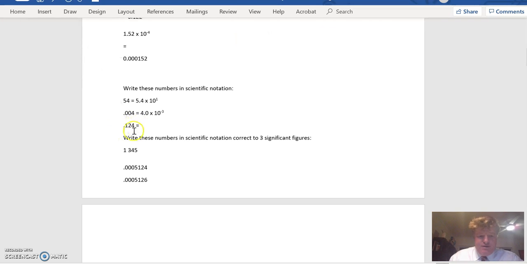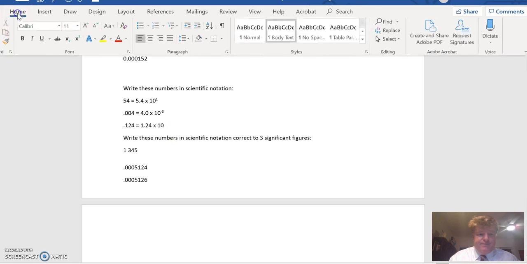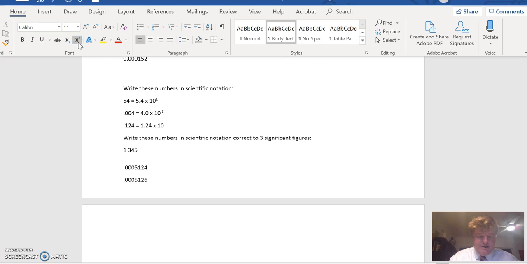And the last one, we're only going to have to move the decimal point 1 place there. So this will be 1.24 by 10 to the negative 1. We moved it 1 place in a negative direction.